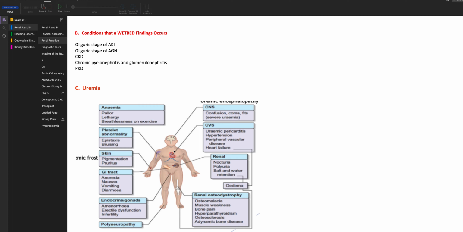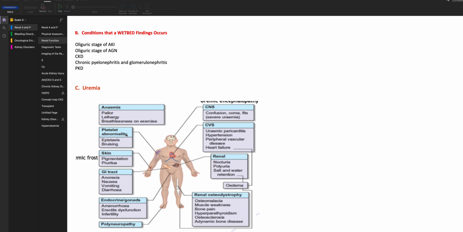So the patient is going to feel fatigued, breathlessness. They'll have lethargy and pallor. They'll have a platelet abnormality, which makes them more prone to bleeding. But it's not necessarily that the platelet level is low. It's that the platelets don't work as efficiently as they could. Okay, so it's more of a qualitative versus a quantitative platelet problem.